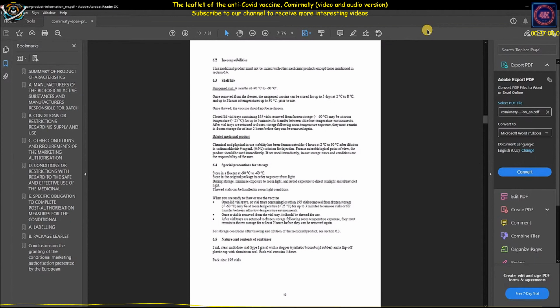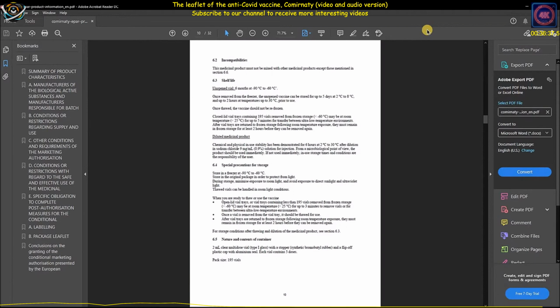Closed-lid vial trays containing 195 vials removed from frozen storage, at less than minus 60 degrees Celsius, may be at room temperature, at less than 25 degrees Celsius, for up to 5 minutes for transfer between ultra-low temperature environments. After vial trays are returned to frozen storage following room temperature exposure, they must remain in frozen storage for at least 2 hours before they can be removed again.